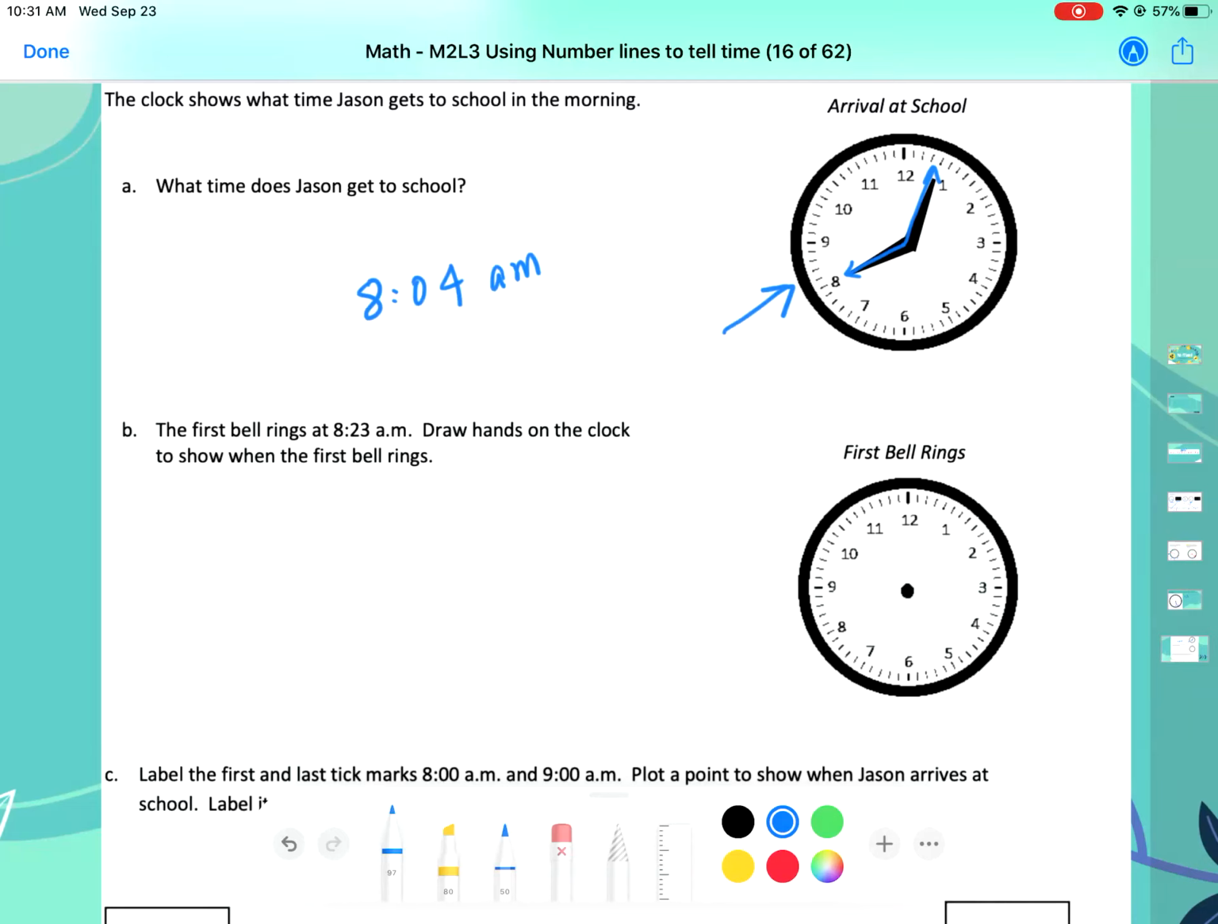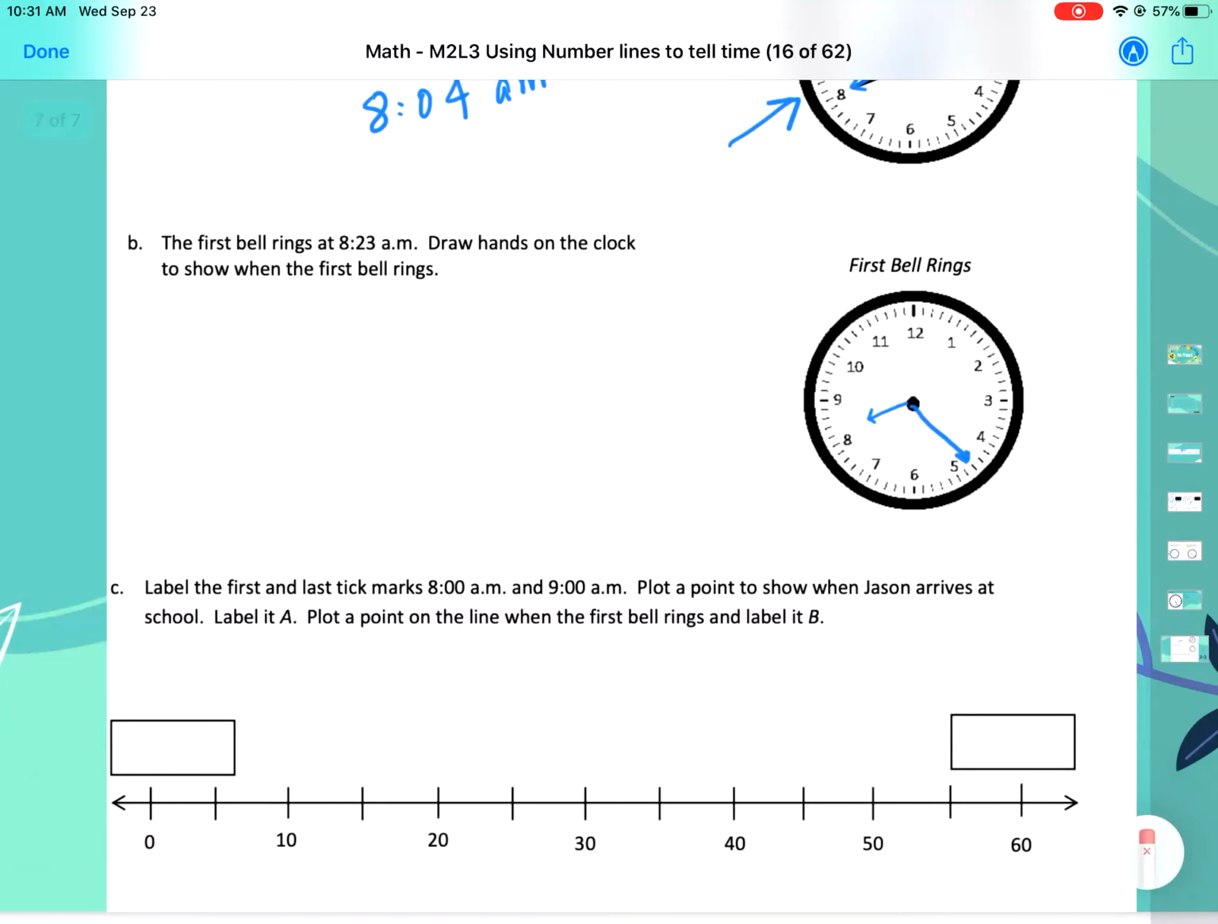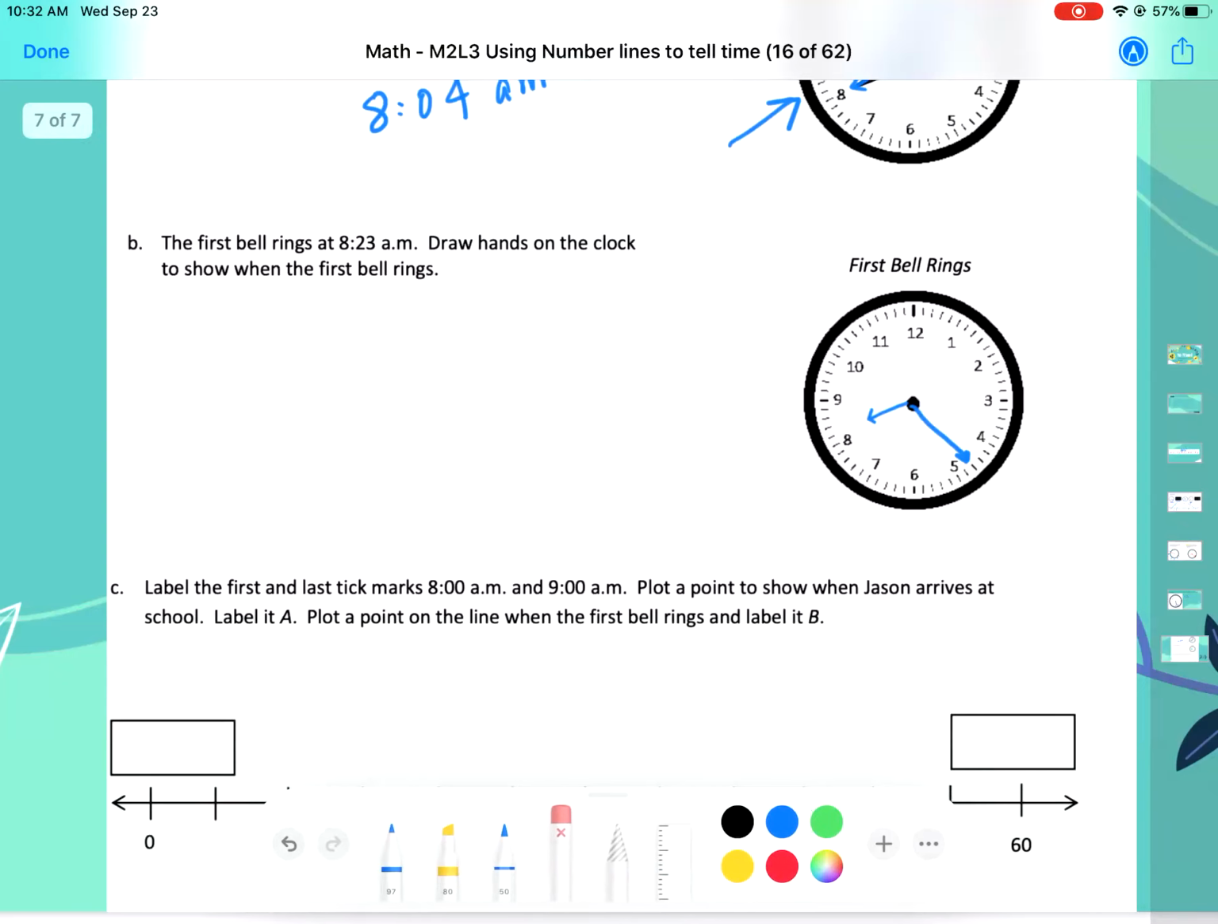Number B, the first bell rings at 8:23. Draw hands on the clock to show when the first bell rings. So once again, I'm gonna start with my shorthand, which is about here. And it didn't pass the half, so I'm going to draw a shorthand that's slightly closer to 8. And let's look at question number C. Label the first and last tick marks 8 a.m. and 9 a.m. So here's my 8 a.m. So inside this box, I'm going to label my starting point and my end point.